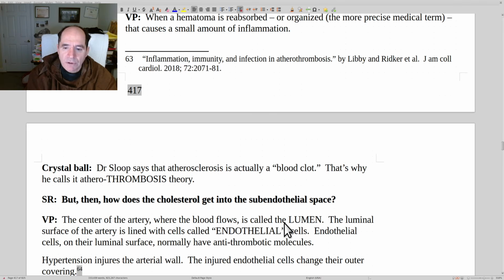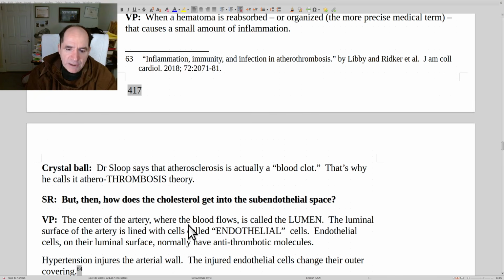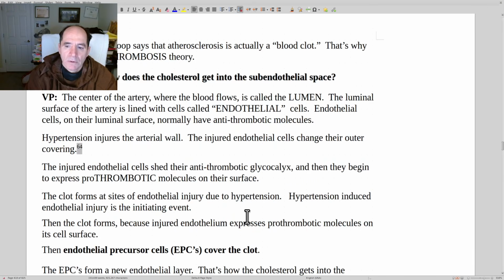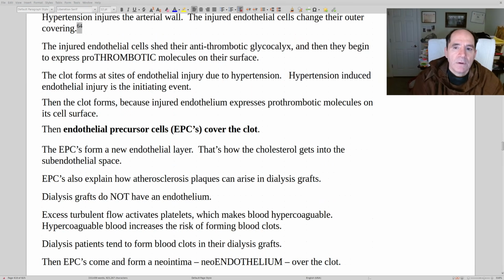Okay, the center of the artery is called the lumen. And the lining cells of an artery are called the endothelial cells. On their surface, they have a glycocalyx with antithrombotic molecules, things like heparan sulfate, antithrombin III, and whatnot. And they release nitric oxide, a gas, which diffuses into the arterial lumen and prevents platelets from clotting. But like I said, hypertension will injure the arterial wall, and then things become more prothrombotic. So hypertension-induced endothelial injury is the initiating event.